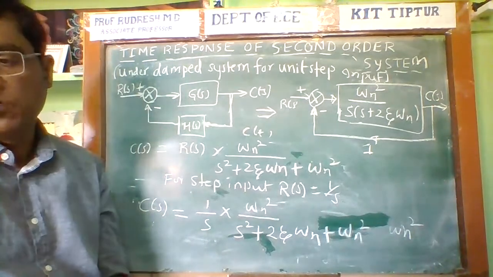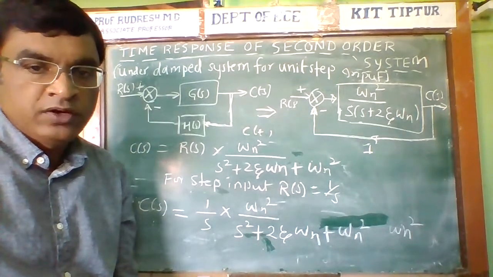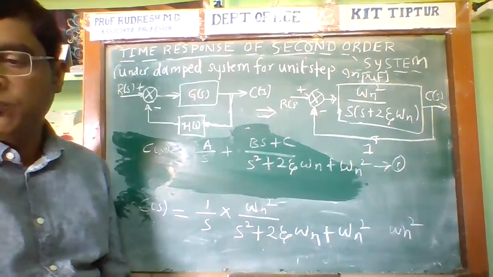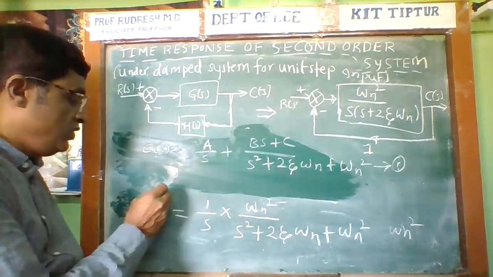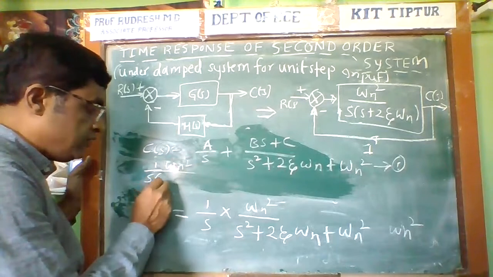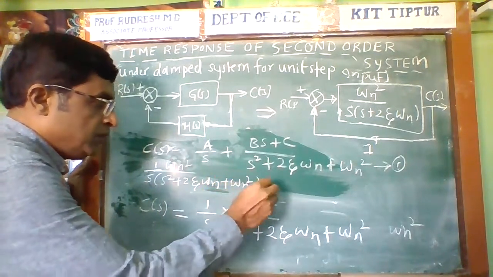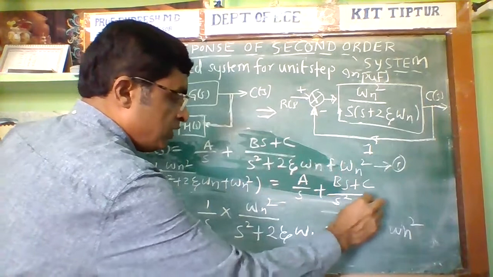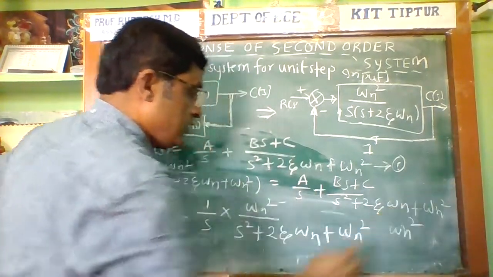Now by using the partial fraction method, we go for writing this C of S by expanding it into partial fractions. Now what is the C of S value? C of S is equal to 1 by S times omega N square, divided by S square plus 2 zeta omega N S plus omega N square, is equal to A by S plus BS plus C over S square plus 2 zeta omega N S plus omega N square.